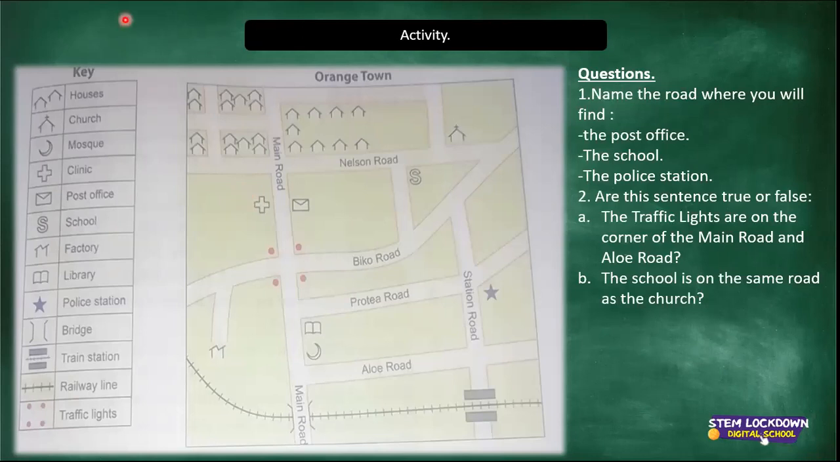We come to the keys as well. We look for the church. Here is the church. And then we also look at the school. Where is the school? The school is S. And then we come to the map. We find S here, and we also find the church here. So the correct answer is the school is on the same road as the church, which is Nelson Road. The answer is true.